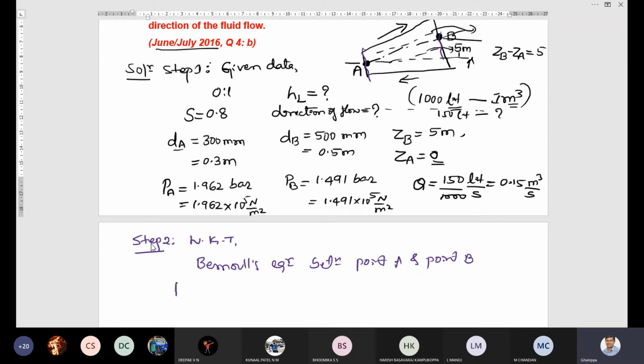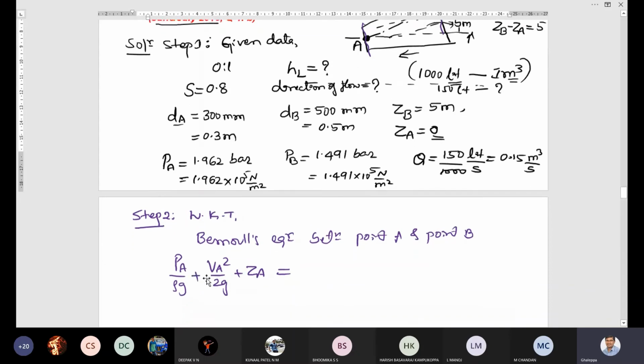What is the Bernoulli's equation at point A? I will write PA by rho g plus VA square by 2g plus ZA. This is the energy. Here I have taken the notation A for each property because point A is clearly given. If it is not given any clear indication, you could have taken 1, 1, 1. And similarly at point B, PB by rho g plus VB square by 2g plus ZB. Should only these terms be there, or should any term be added? Yes, HL we need to add because it is a real fluid and clearly asks for HL.